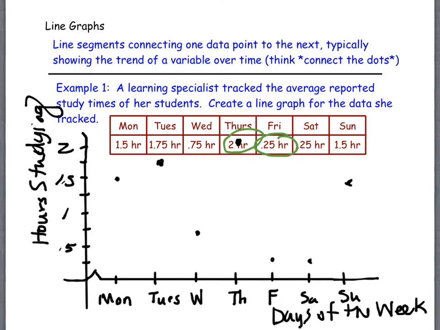All right, and then what we're going to do is we're going to connect the dots, and we're going to connect the dots in order of how the dots appeared. So the Monday has to connect to the Tuesday, and then Tuesday to Wednesday, and Wednesday to Thursday, and Thursday to Friday, Friday to Saturday, Saturday to Sunday, and that's our line graph. So the first question I have to ask you is, where have you seen line graphs in real life? Because you see these ones a lot.